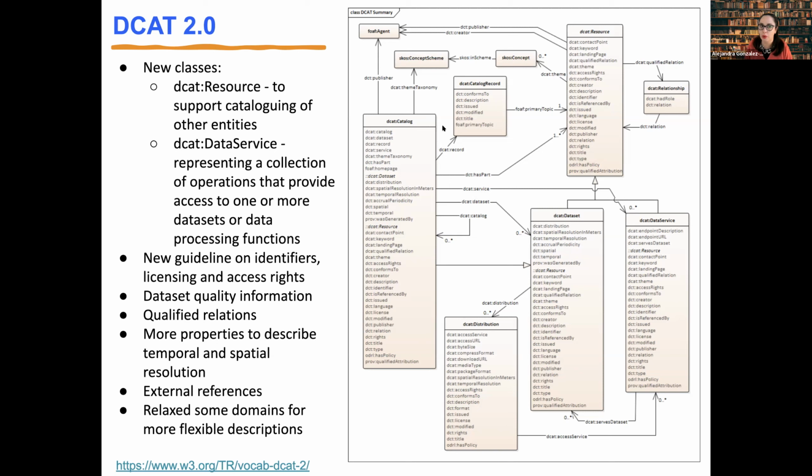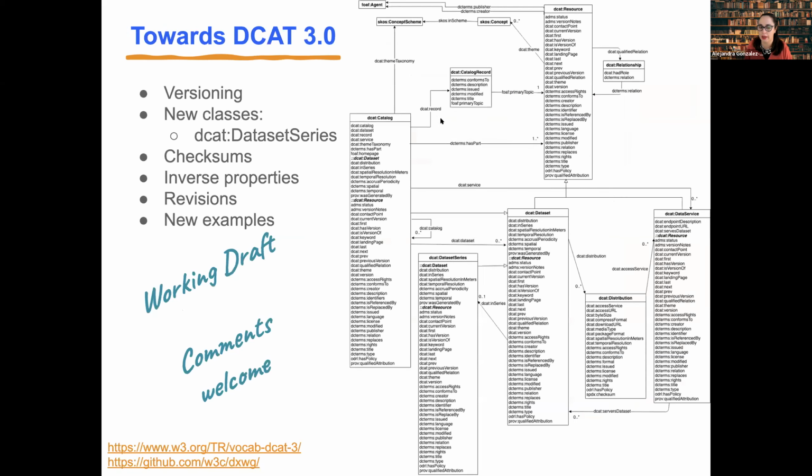Okay, so we came with a version DCAT 2 that was published in 2020. And we are currently working towards DCAT 3. And we are always welcoming comments, and we describe at the end how you can do that.